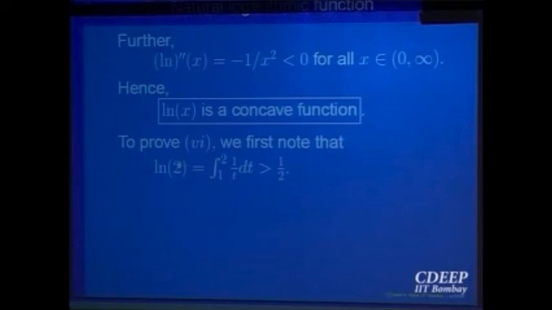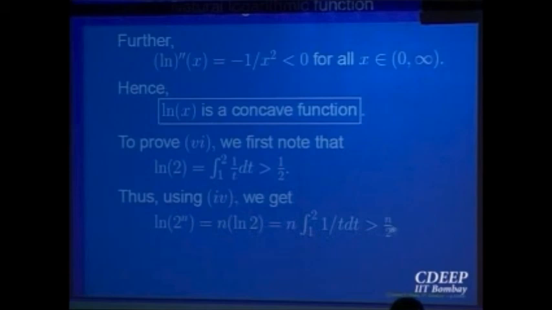Now I can raise 2 to the power n. What do I get? That is n times ln of 2. Ln of 2 is bigger than half, so ln of 2 to the power n is bigger than n by 2. What does it prove? N by 2 is going to infinity, and 2 to the power n can be made as large as you want. So given any point x, you can always find n so that 2 to the power n is bigger than x. Then ln of x is bigger than ln of 2 to the power n, which is bigger than n by 2. So you can make the value as large as you want by choosing a suitable point.